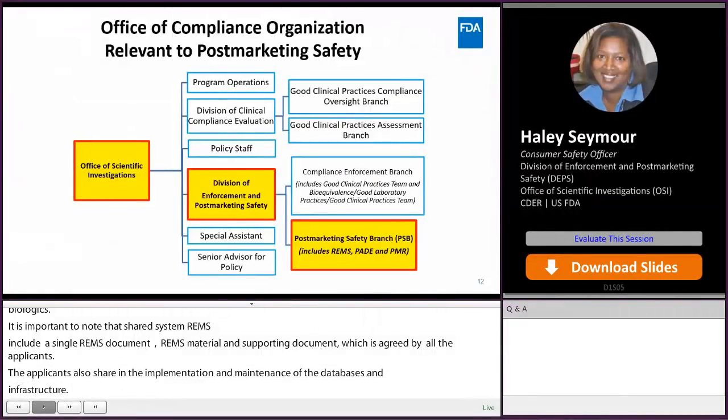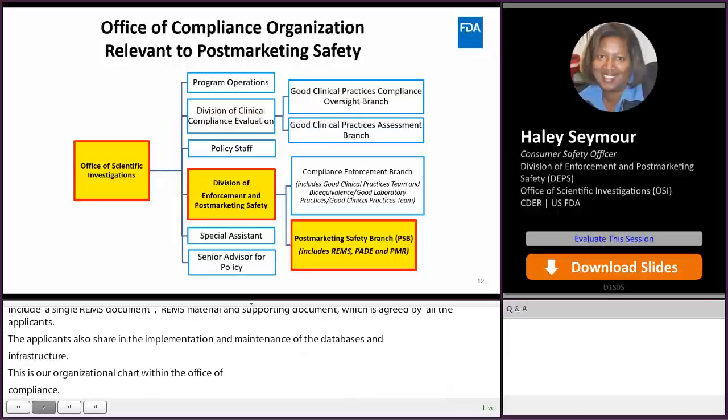This is our organizational chart within the Office of Compliance. We are in the Office of Scientific Investigations in the Division of Enforcement and Post-Marketing Safety. In the Post-Marketing Safety branch, it also includes the Post-Marketing Adverse Drug Experience team, the Post-Marketing Requirements team, and then the REMS Compliance team.